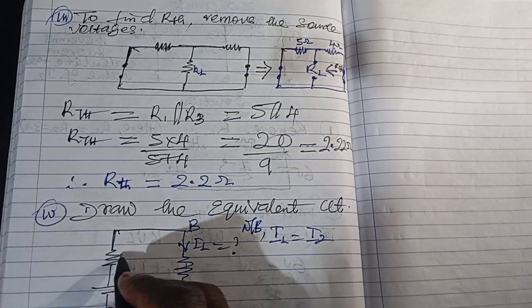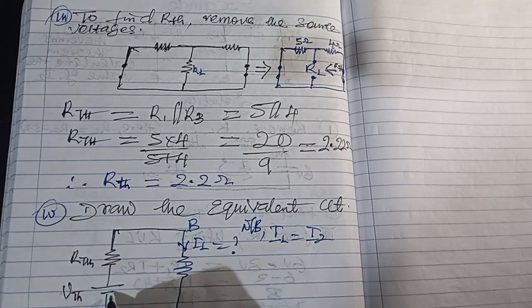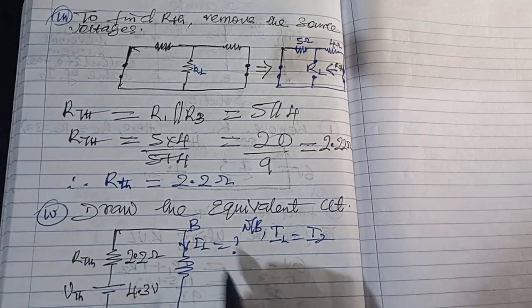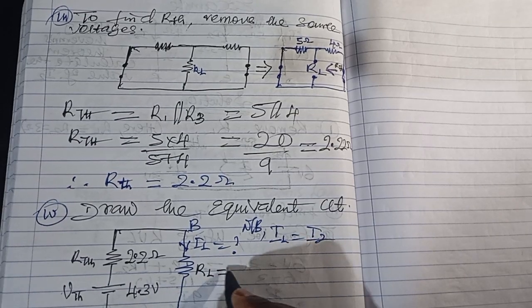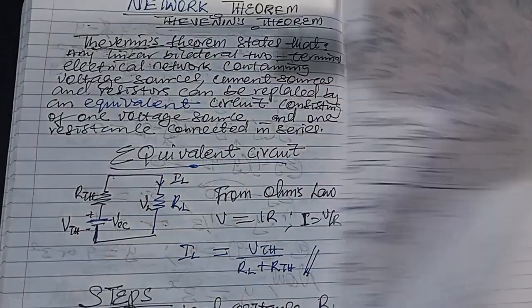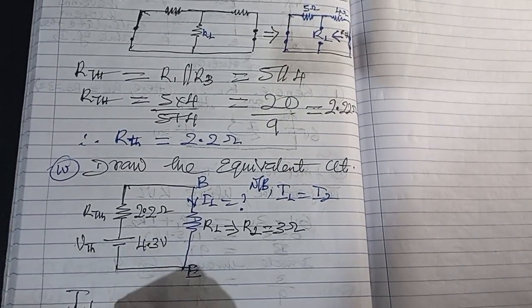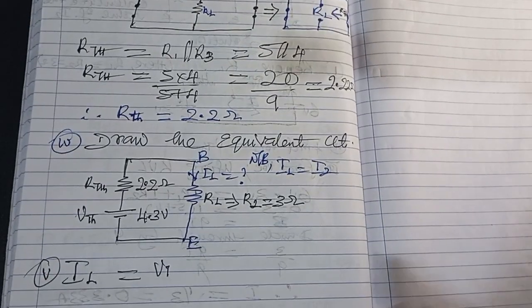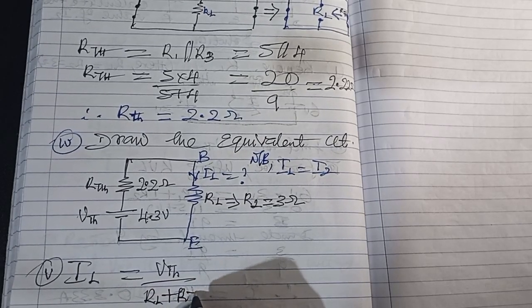Alright, so this is RTH and VTH. VTH was 4.3 volts, RTH is 2.2 ohms. Can we now calculate our IL? Remember, here we have RL, which is the same as our R2, what's the value of R2? 3 ohms. So IL now is equal to VTH. That is the fifth step now. IL equals VTH divided by RL plus RTH.